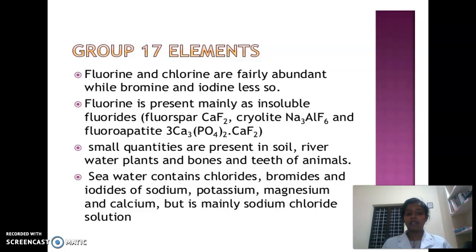Fluorine and chlorine are fairly abundant elements, while bromine and iodine are less so. Fluorine is present as insoluble fluorides. Small quantities are present in the soil, river water, plants, bones and teeth of animals. Seawater contains chlorides, bromides and iodides of sodium, potassium, magnesium and calcium, but mainly sodium chloride solution.